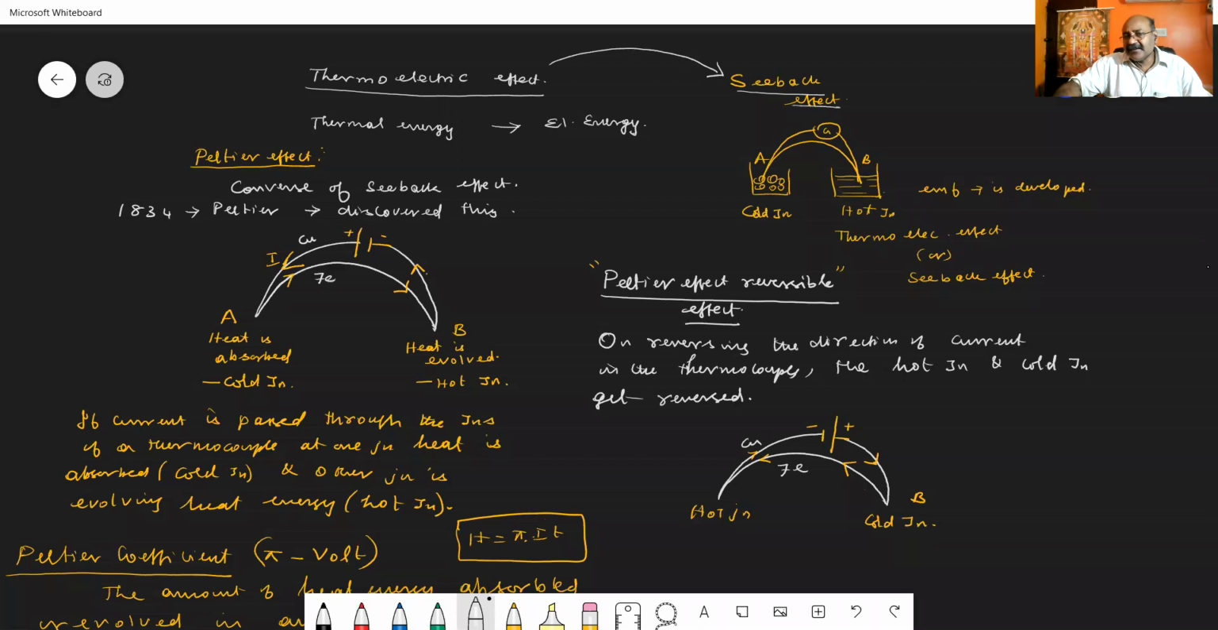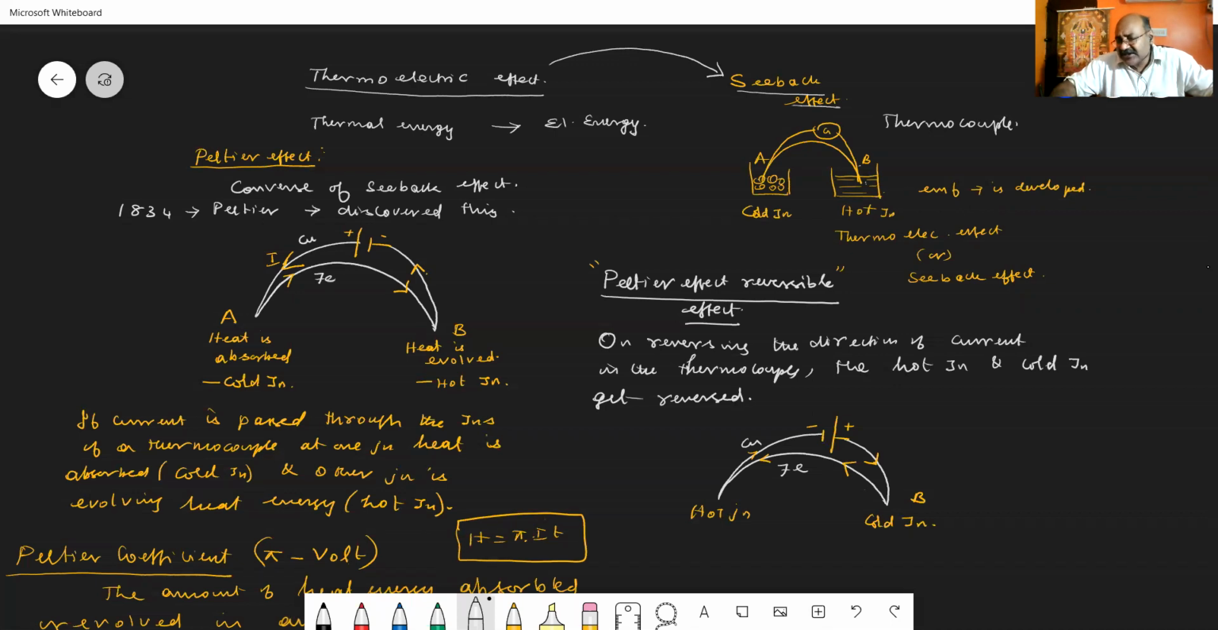We have to consider two dissimilar metals combined together to form two junctions A and B. Generally, it is called a thermocouple. Now, the junctions of the thermocouple are placed at two different temperatures, that is, one of the junctions placed at a lower temperature called the cold junction and another one at a hot junction.